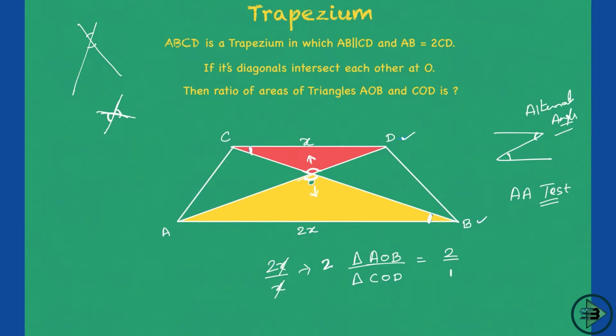Now we also know when they become similar, property of similarity, area of triangle AOB upon area of triangle COD will be equal to the square of whatever is the ratio of the sides. So that will be equal to 4 upon 1. The ratio of area of triangle AOB upon COD will be equal to 4:1.